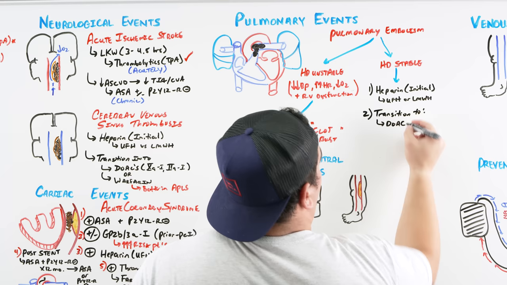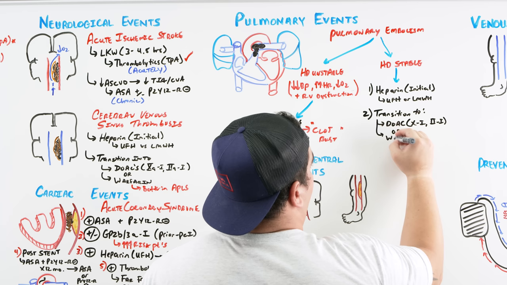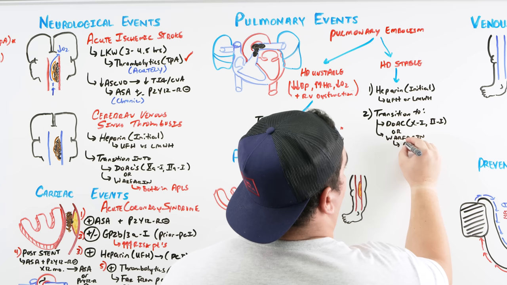So in other words, we would do something like a 10A inhibitor, or we would do a thrombin inhibitor. So again, that's all the rivaroxaban, apixaban, edoxaban, or dabigatran ones. Or we could transition them over to warfarin. And this is usually warfarin if the patient has some type of abnormality, such as antiphospholipid syndrome, it may be more superior in comparison to a DOAC. So that's something to consider.